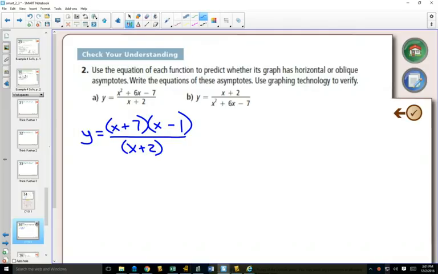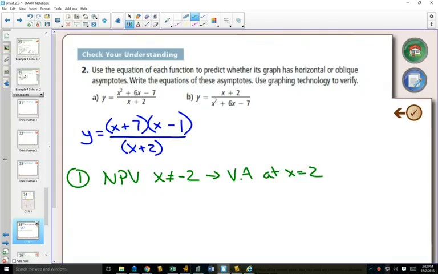So our non-permissible values, the first step we will always look at is our non-permissible values. x can't equal -2. Our non-permissible values are either holes or vertical asymptotes. What is it in this case? It is a vertical asymptote at x equals -2. Good. The second thing we will look at is our horizontal and or oblique asymptotes.